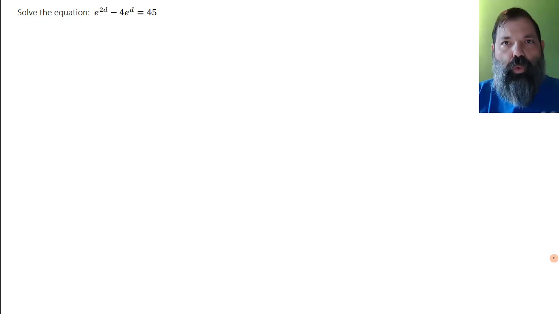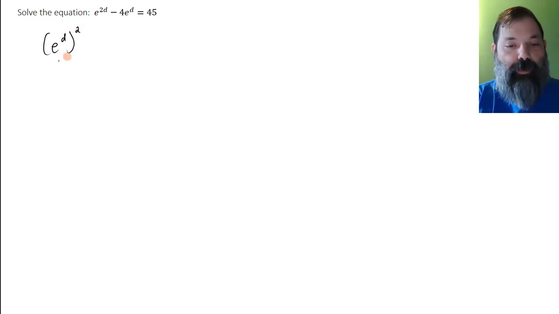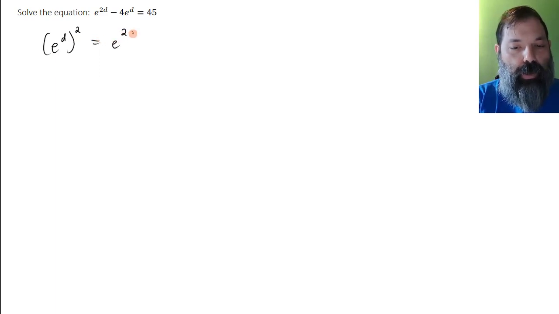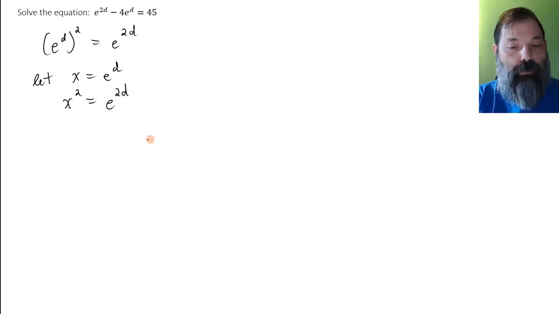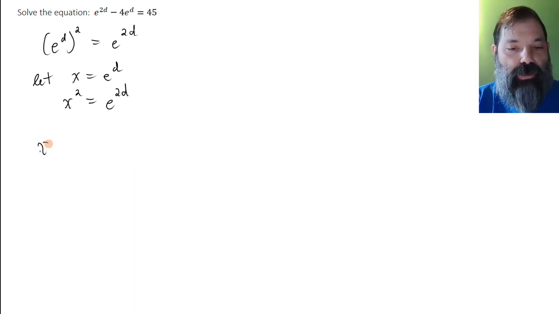easier. So what I know is that if you think of your rules for exponents, e to the d squared, if you remember your rules for exponents, if I raise a power to a power, I multiply the exponents. And so that's e to the 2d. So if I let x equal e to the d, then x squared is equal to e to the 2d. So then this equation, after a substitution, becomes x squared minus 4x equals 45.